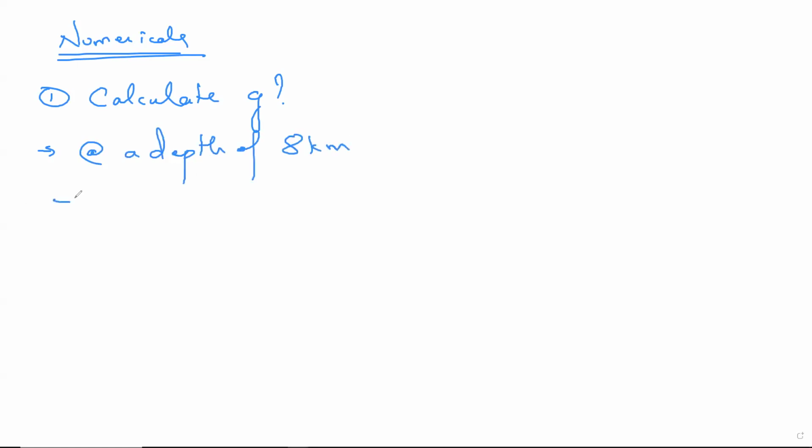So the first question only goes like this. Whatever I'm solving now, this question will 100% come if the numerical comes. What are you supposed to calculate? You're supposed to calculate g. Now, when should you calculate? At a depth of 8 kilometers is the first sub-question. The second sub-question is at an altitude of 32 kilometers from the surface.